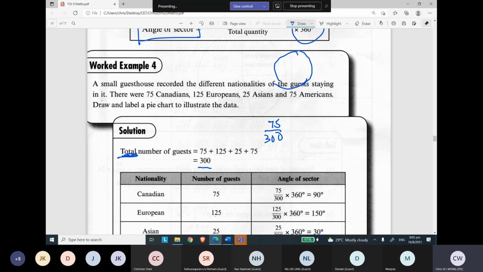If I want to draw on the pie chart, I've got to convert it into degrees, right? So when I convert into degrees, you need to times 360 degrees. This is the way to convert it into a degree. And what do you get? You get 90 degrees. So if I want to represent Canadian on a pie chart, your Canadian will be 90 degrees. So this is Canadian, 90. You understand? That's how you draw.